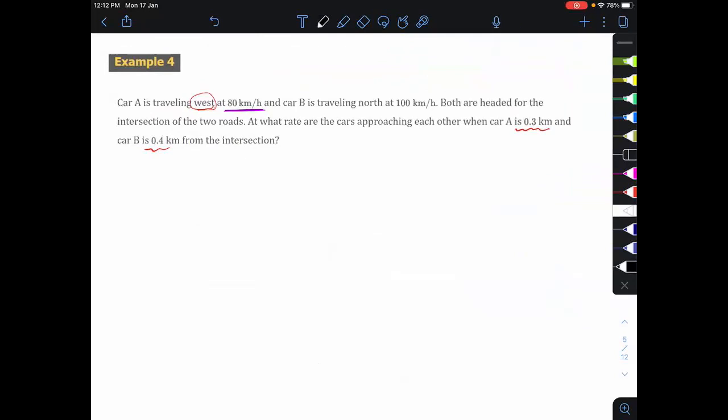Yes, Mr. Faisal, read the question. Listen carefully. Faisal Dabbar. Okay, Mr. Car is traveling west at 80 kilometers per hour. Can you hear me, Mr.? Excellent. Good.